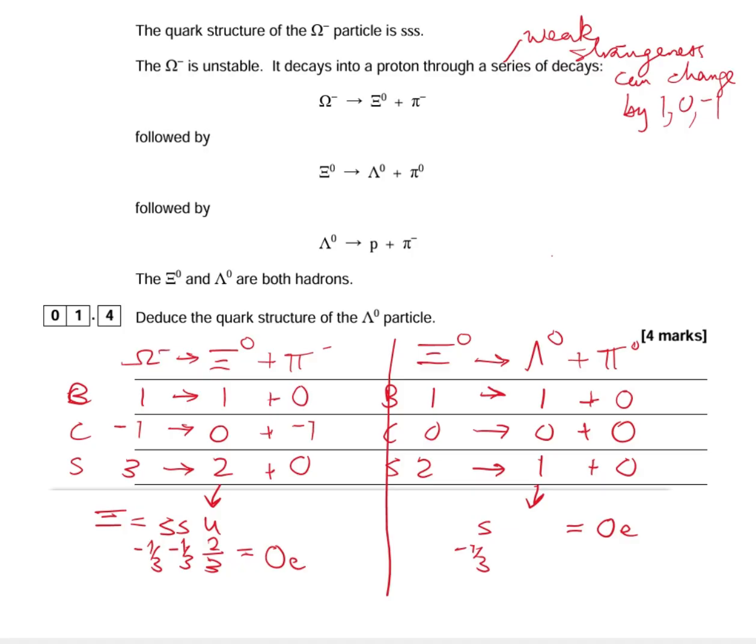So if you had, let's say, a U, that will be 2/3. That's a problem because that's going to give you +1/3. So you need a D as well. Okay, so that will be -1/3. So when you add all that together, that gives you 0. So the structure of this is simply neutral: up, down, strange. So I've done alpha again, but hopefully that makes sense.